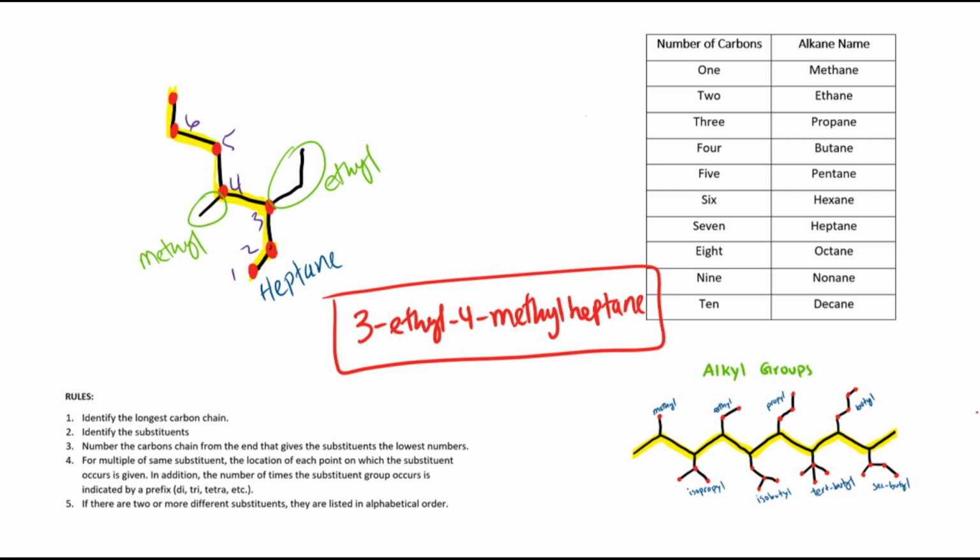When you have 2 different alkyl groups, you have to put them in alphabetical order. E in ethyl comes before M in methyl, so that's why ethyl comes before methyl, and they are with their respective location 3 and 4. There should be a dash between every number and letter and no space between methyl and heptane.